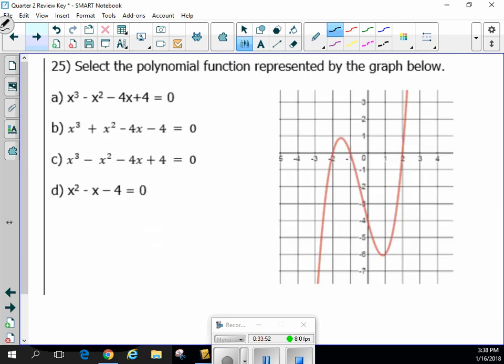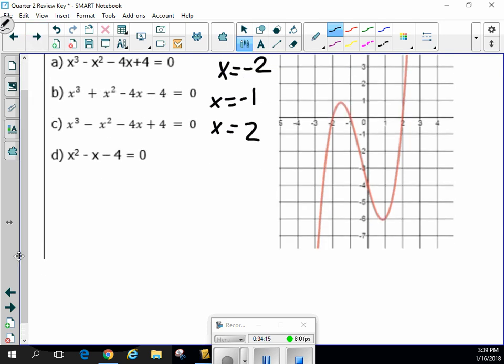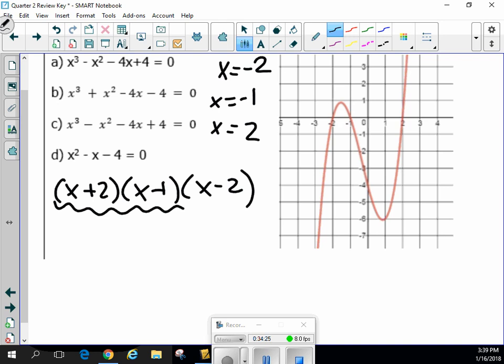Number 25, we have to select the polynomial function that matches this graph. The easiest way to do this is plug each one into your calculator and figure out which one is identical to that. So you need to find which ones have x-intercepts of negative 2, negative 1, 2. Now, the real way to do it is to convert these to factors and multiply them all together. So if I converted this to a factor, it would be x plus 2 times x minus 2. So we would first multiply 2 together.